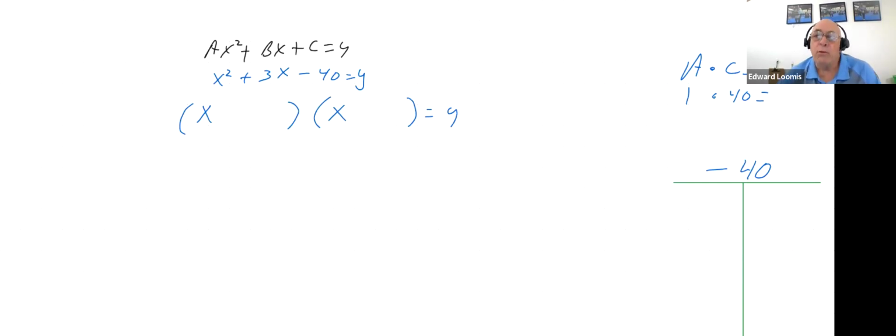So the rules are simple, but they can be a little difficult to remember. I want to know what two numbers will multiply together to give me 40. And when I combine them, they're going to give me whatever B is. So I'm going to go ahead and figure out what are the factors of 40. I'm not going to worry about the negative side. I just want to know 40.